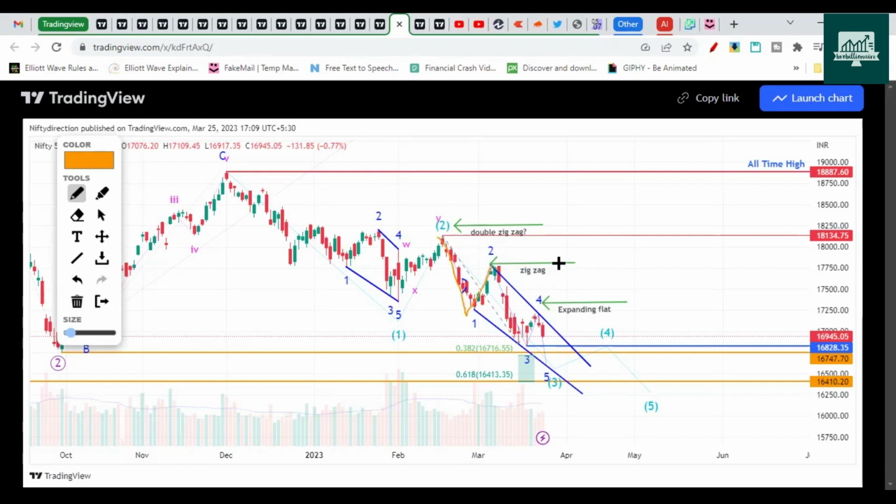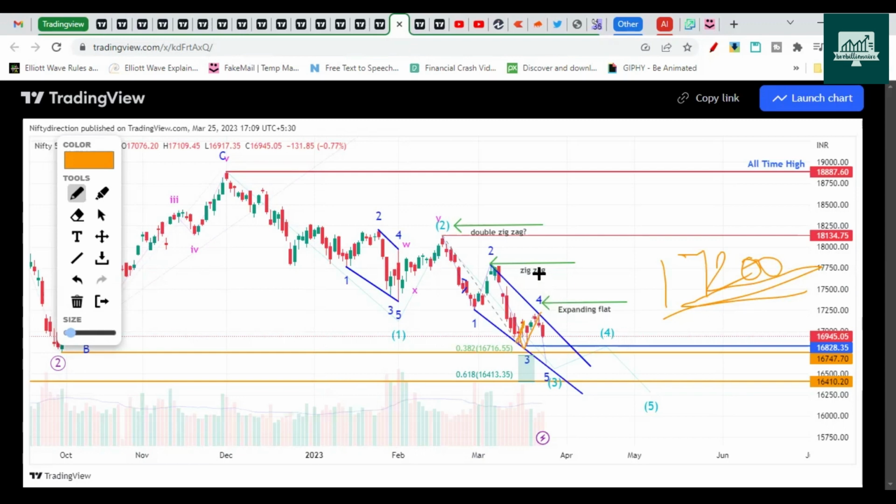Then a smaller wave 1, 2. This is a zigzag correction. Then the third wave, which was a sharp wave as well, and then a fourth wave. The fourth wave was an expanding flat correction. From 16,850 it came down, made one more small low at 16,828, and then made a high of 17,200 or the 0.382 Fibonacci. We discussed this many times during the weekday videos as well.